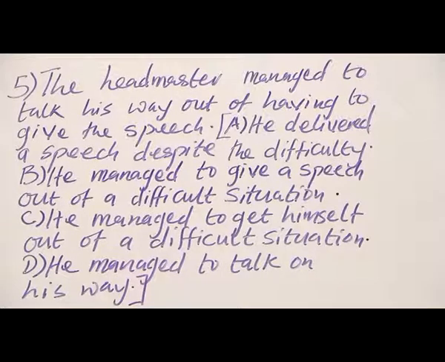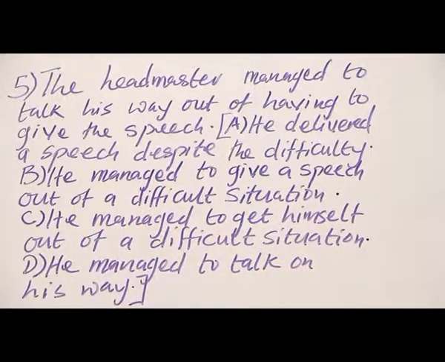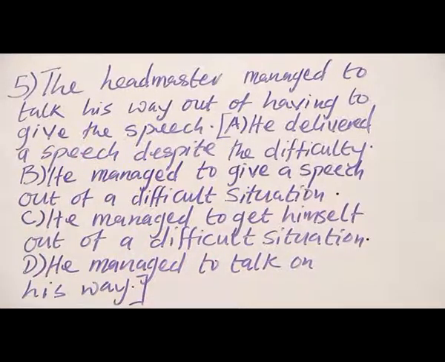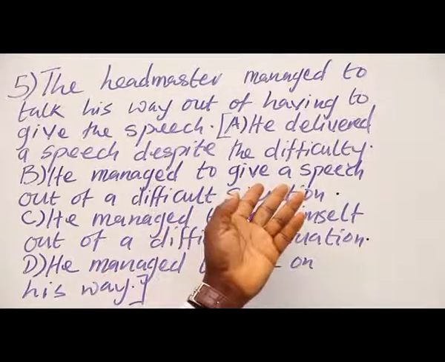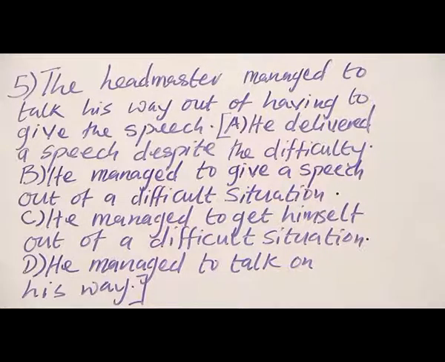Now, based on the meaning of the idiom and the scenario created, let's look at option A. He delivered a speech despite the difficulty. This idiom means to avoid something. And obviously the something avoided according to the sentence is to give a speech. So if he avoided the speech, obviously he didn't give the speech. And here we're saying he delivered the speech. So that makes option A wrong. Now option B, he managed to give a speech out of a difficult situation. That is also wrong because the idiom means that he didn't give that speech, he avoided that speech. So option B is also out.